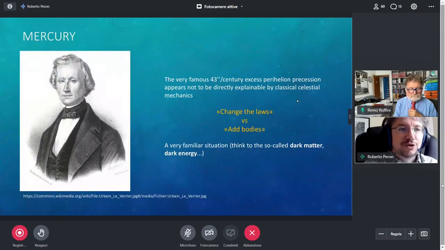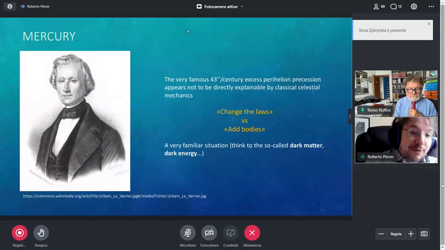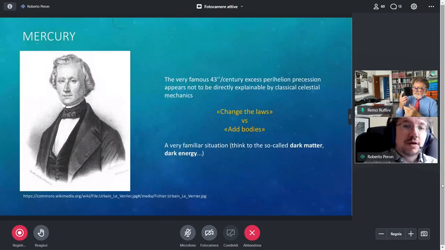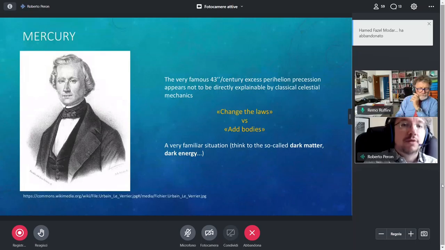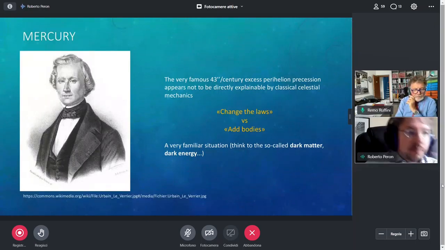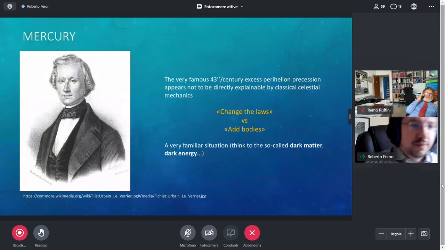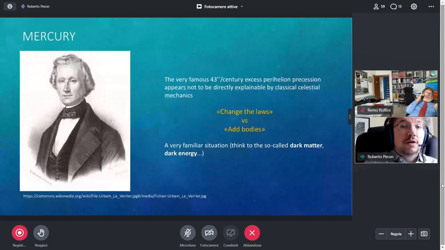Two solutions have been proposed. Some people say, okay, you have to change the law. The Newtonian law of gravitation is no longer valid. The force is not 1/r², but perhaps 1/r^2.5. And so we have to modify the law of gravitation.